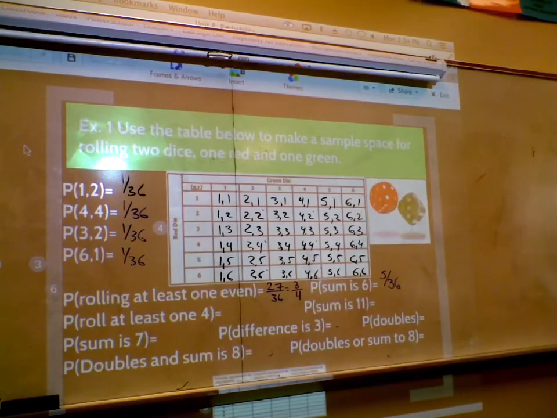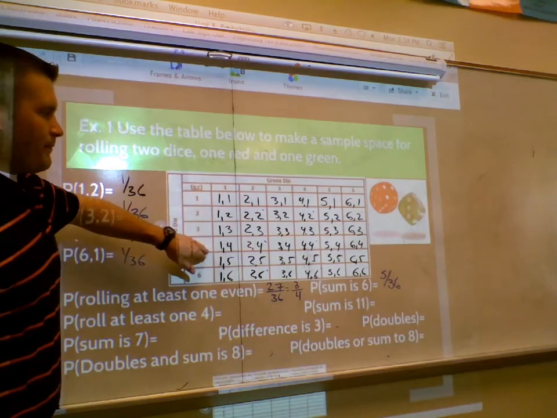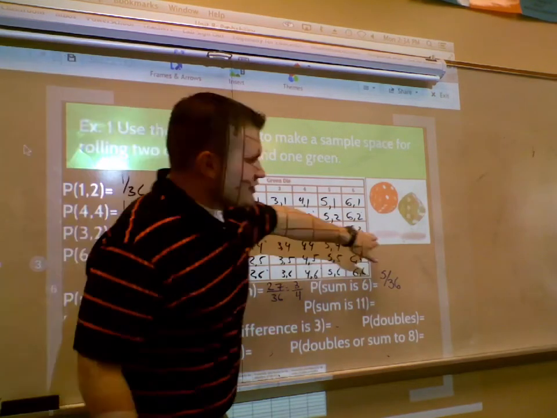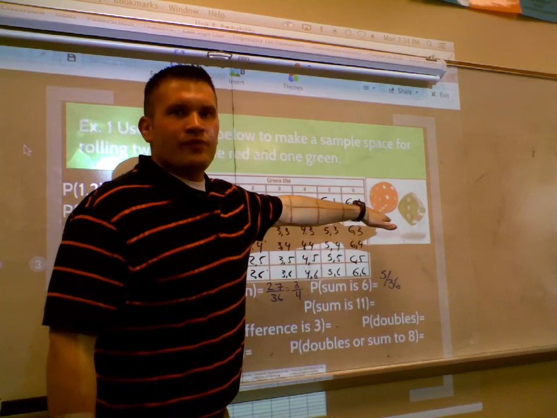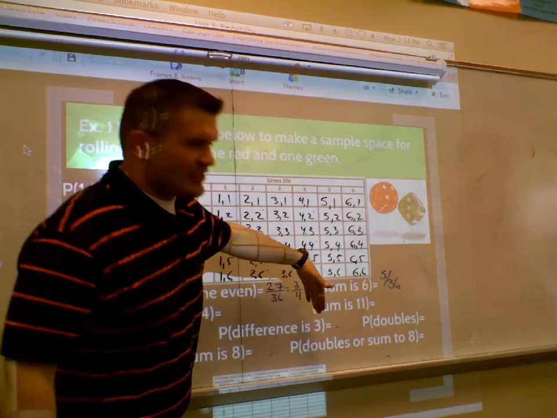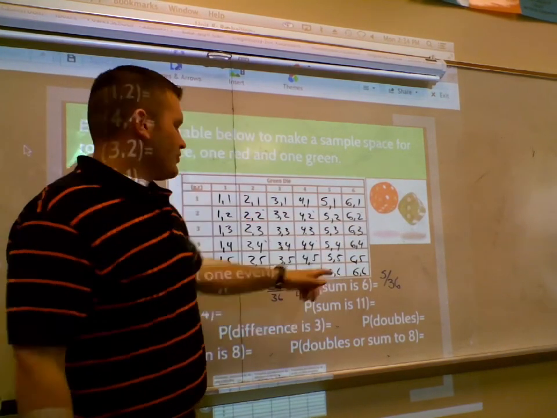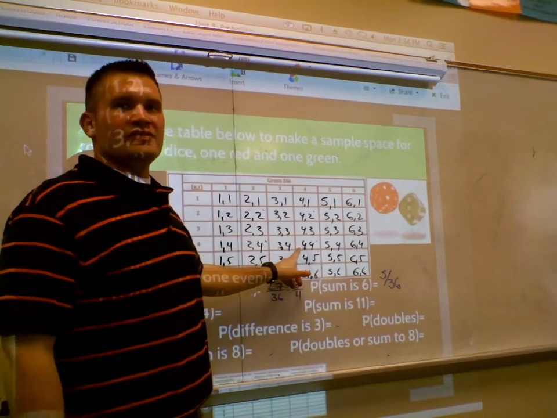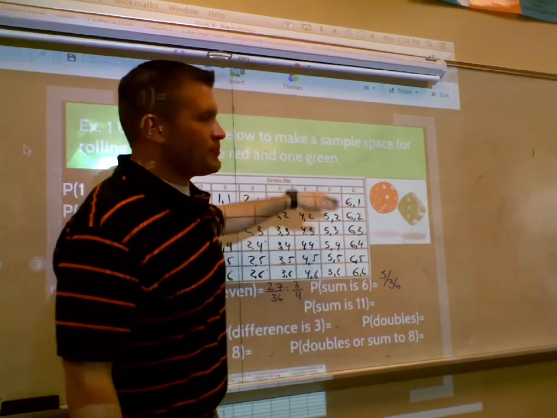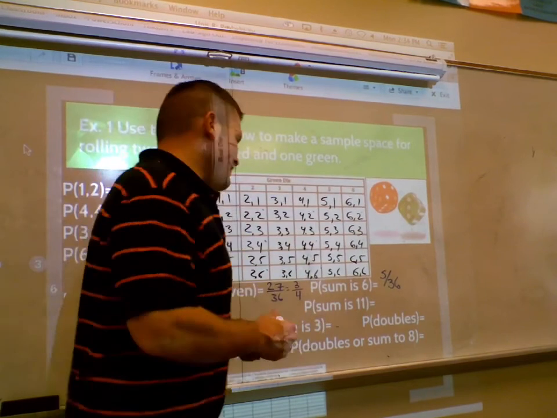Alright. Probably roll at least one 4. So how many times do I roll a 4? Well, I have this row, right? There's double 6 in this row, and there's 6 in this column. But you have to count over. You can't count the 4-4 twice. So it's 6 plus 5, which makes 11.